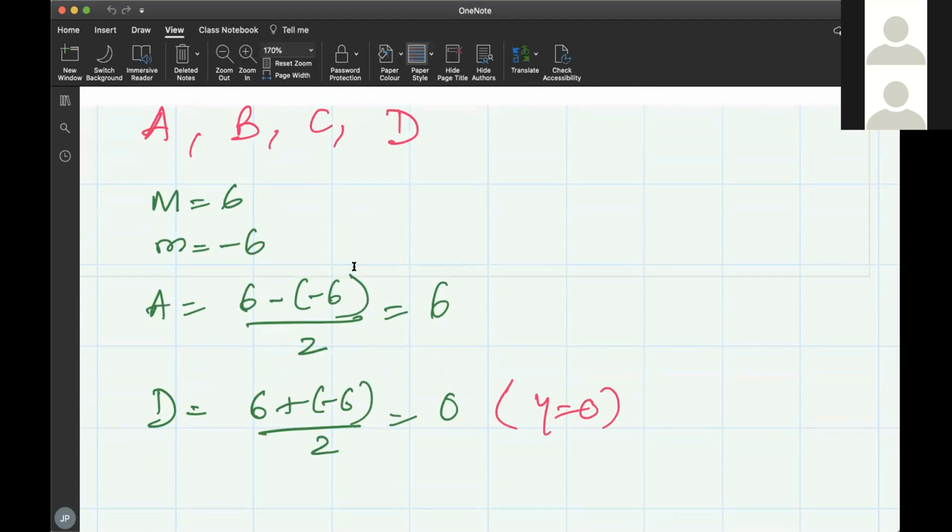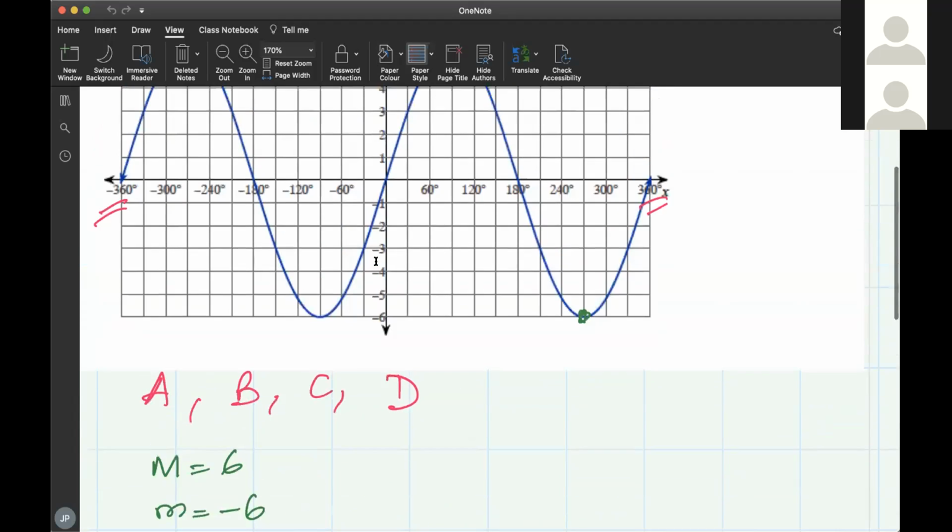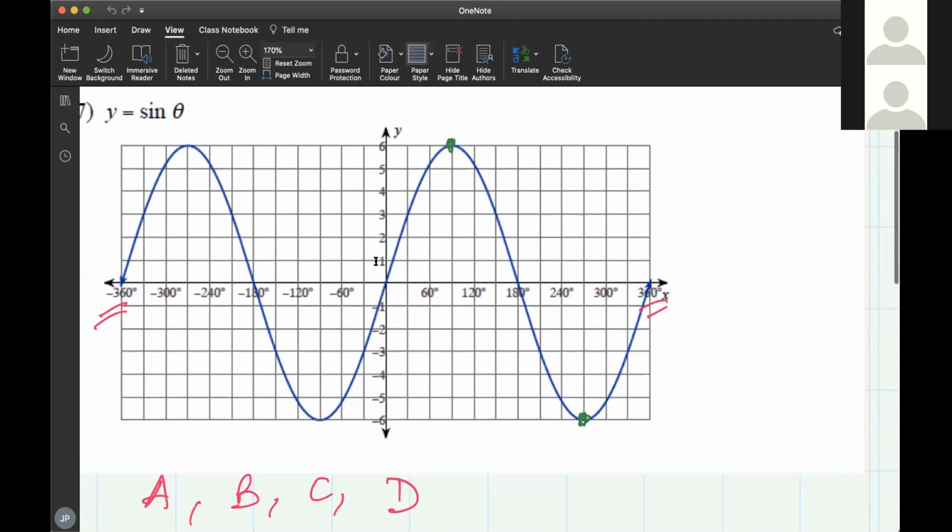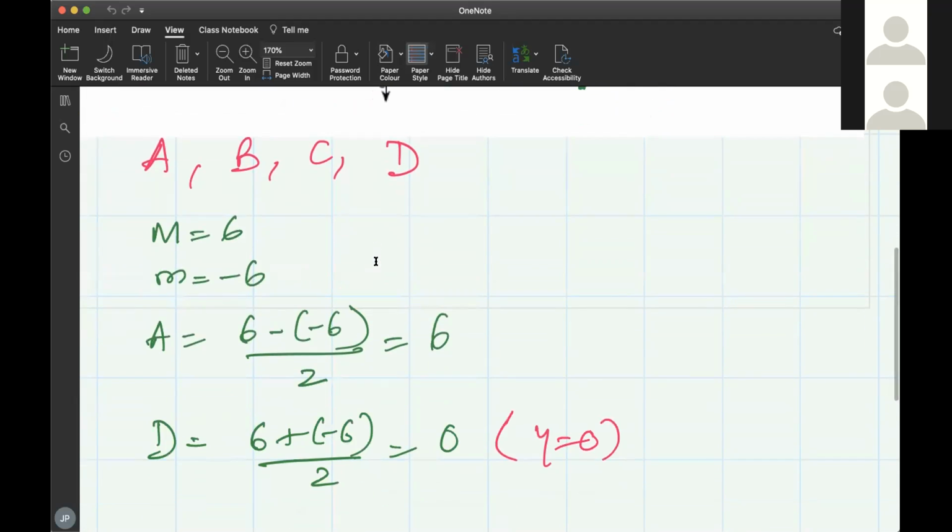Now, what I like to do is I first tell the students, draw that center line. In this case, the center line y equal to 0 is just like that. There it is. That's the x-axis. It is the same. Draw that. And then I ask my students, now you look for your sine wave.